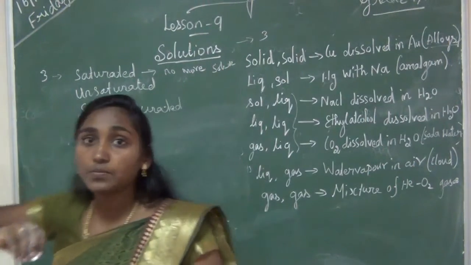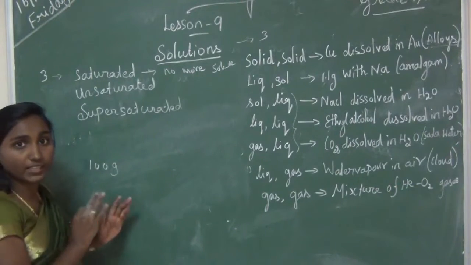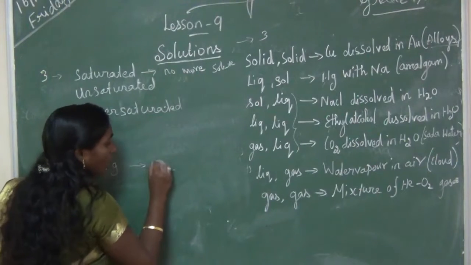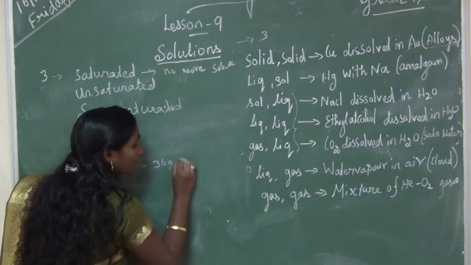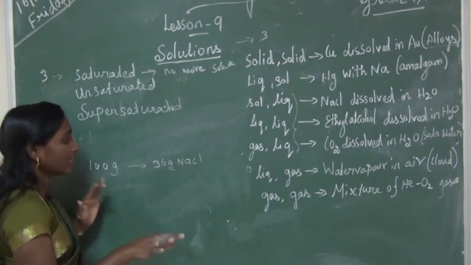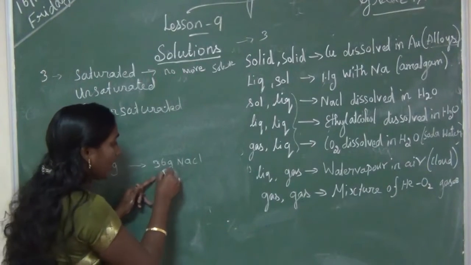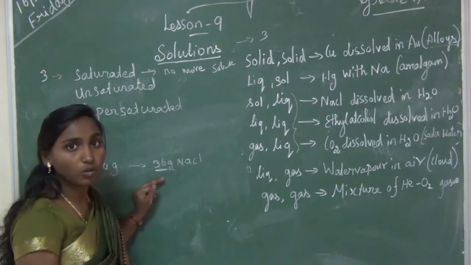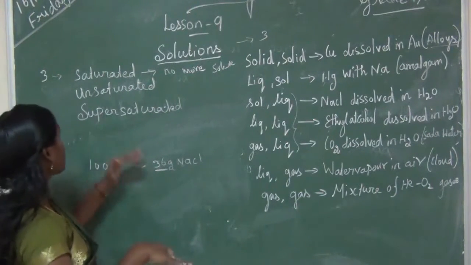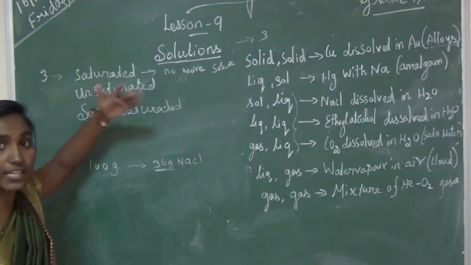That means, listen, if we take 100 gram of water in a beaker, this 100 gram of water can dissolve only 36 gram of sodium chloride. Already I told you sodium chloride means common salt, ordinary salt. So this 100 gram of water can dissolve only 36 gram of sodium chloride. No more solute can be dissolved. So that is called as saturated solution.